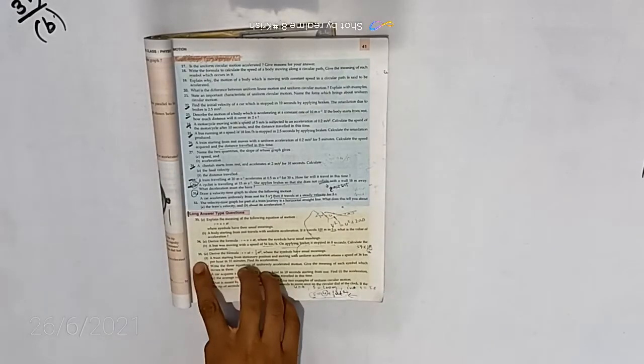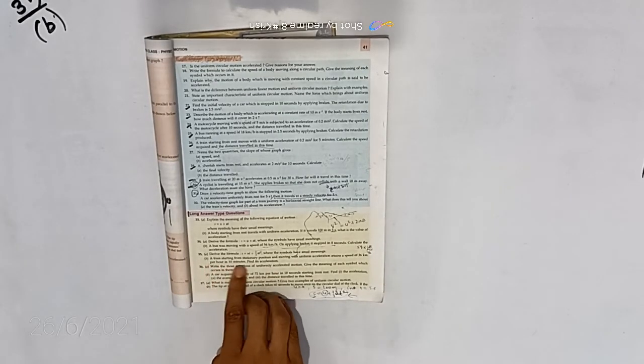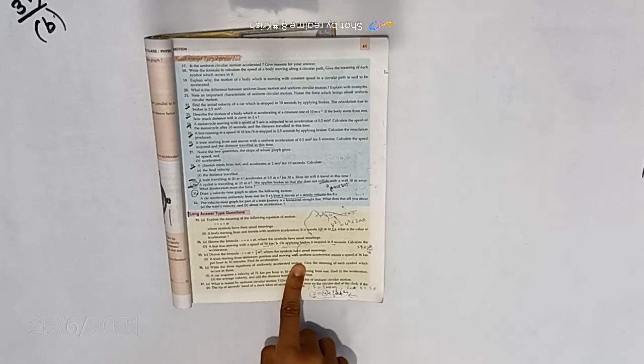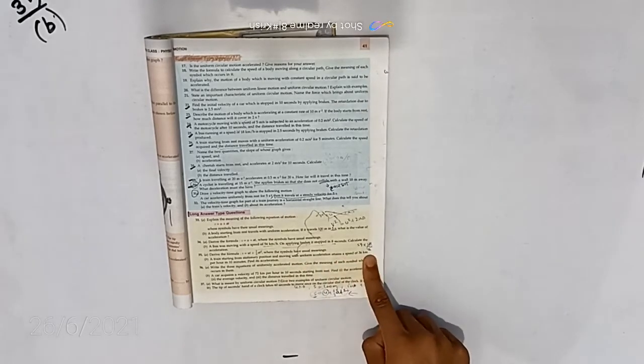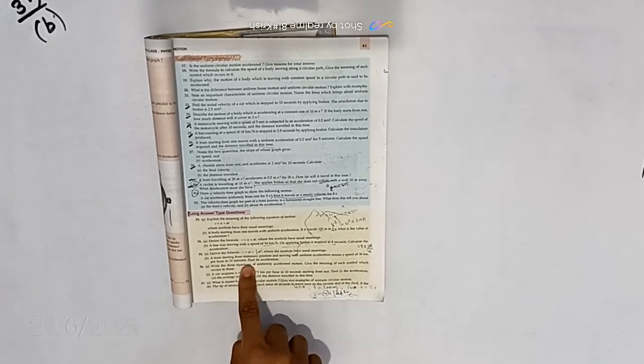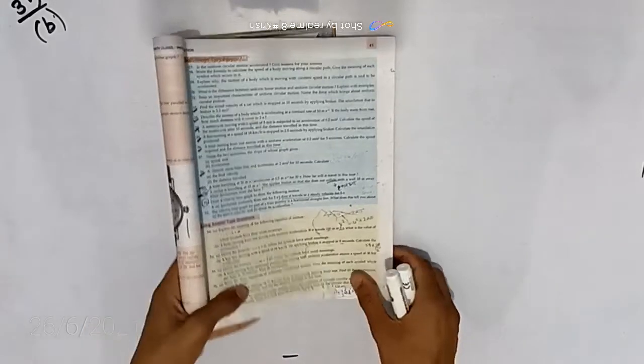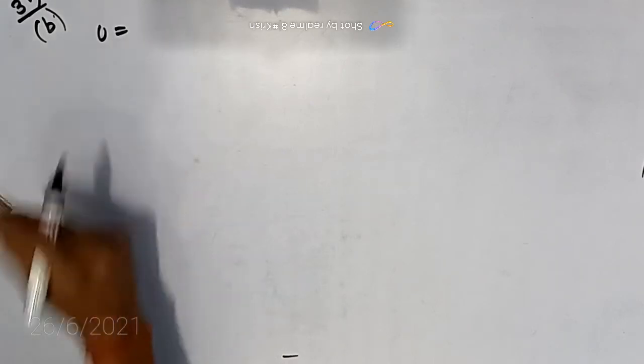So numerical number 35B part is saying a train starting from stationary position and moving with a uniform acceleration attains a speed of 36 km per hour in 10 minutes. Find its acceleration. So friends, in this question also we have to find the acceleration. So first of all we will write what values are given. Let's read the question again.